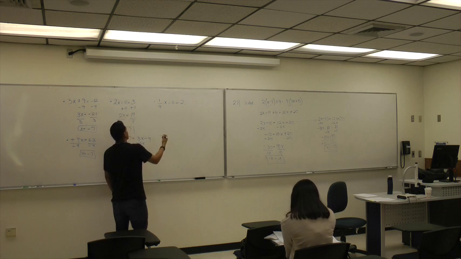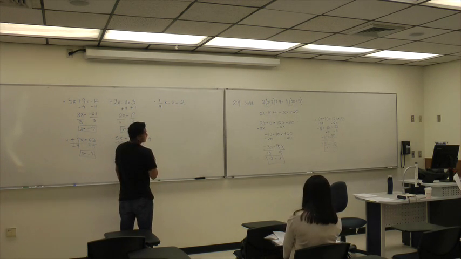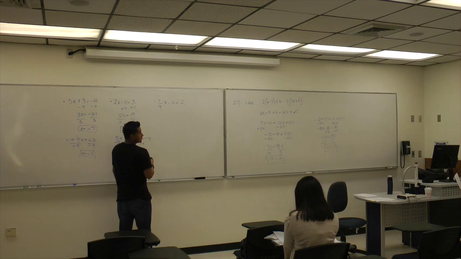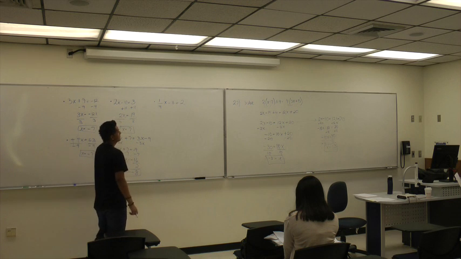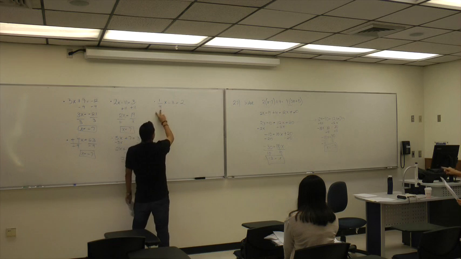Alright, so we have 1 over 4 x minus 8 equals 2, right? Yes. Alright, what's the first thing we're gonna do? First thing, we're gonna get rid of the 8. We're trying to isolate the x. So we're gonna bring this negative 8 to the other side, so the positive 8.